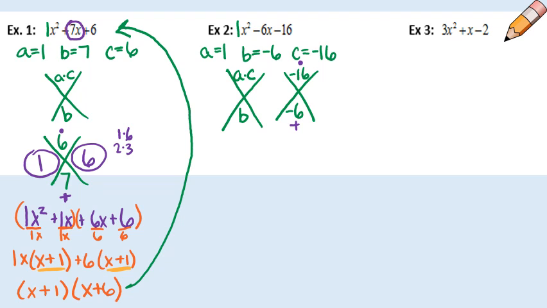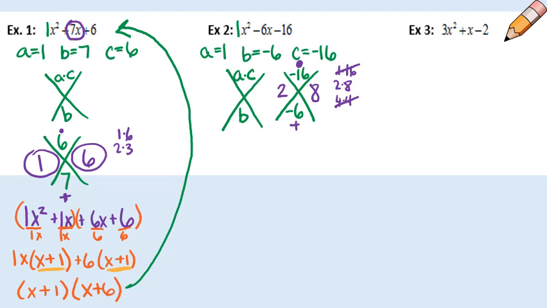Let's take a look at the factors of 16. 1 and 16, 2 and 8, 4 and 4. Out of those combinations, which one can get you to a 6? Not 1 and 16, not 4 and 4, so my only option is 8 and 2. Now we need to look at our signs. One of them has to be negative, because a negative times a positive would get me to my negative.